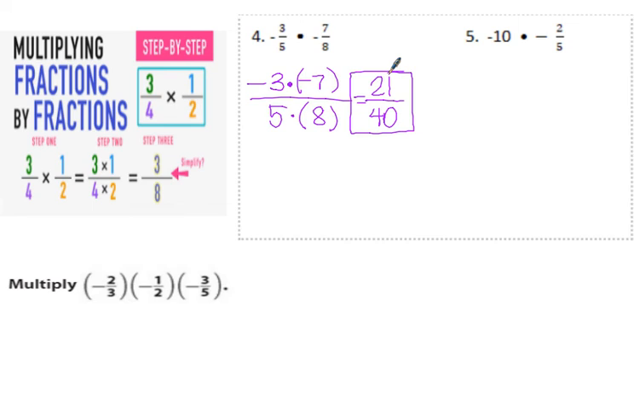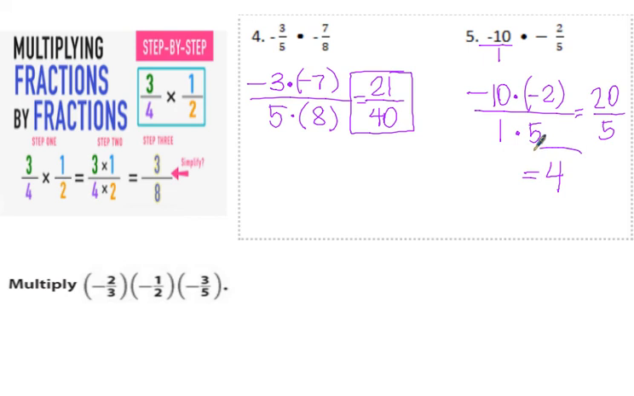Number 5, don't forget, -10, any whole integer is just over 1, the denominator is 1. Some people are forgetting that. So if I rewrite this one, it would be -10, my numerator, times -2, over my denominators, 1 times 5. Multiply them out, -10 times -2 is a positive 20. 1 times 5 is a 5. You're looking at an improper fraction because your numerator is greater than your denominator. 20 divided by 5 gives you a positive 4. Okay, and then you can check your answers. Negative times a negative gives you the positive, and then here a negative times a negative gives you the positive. Okay?